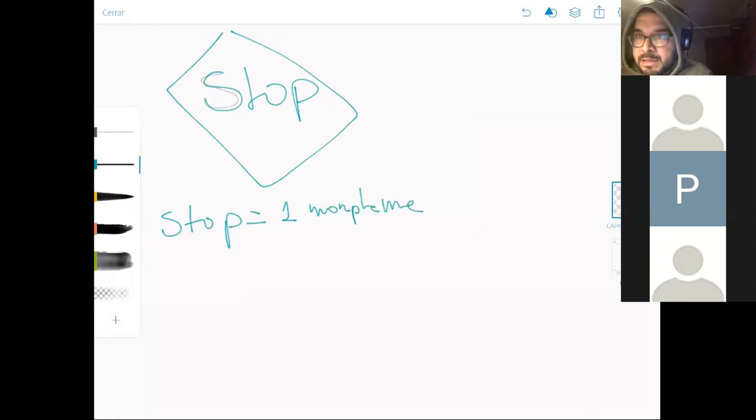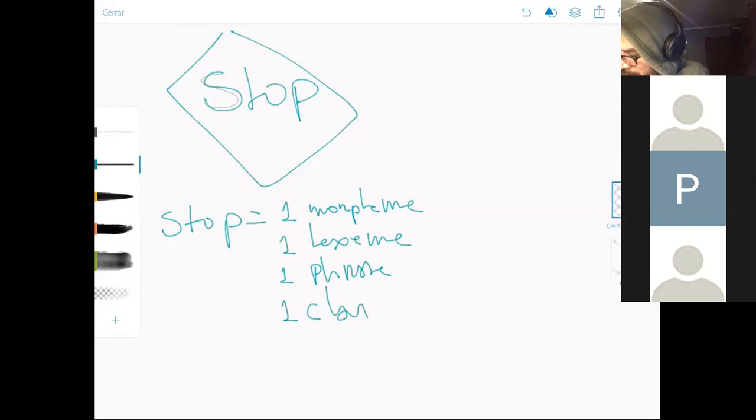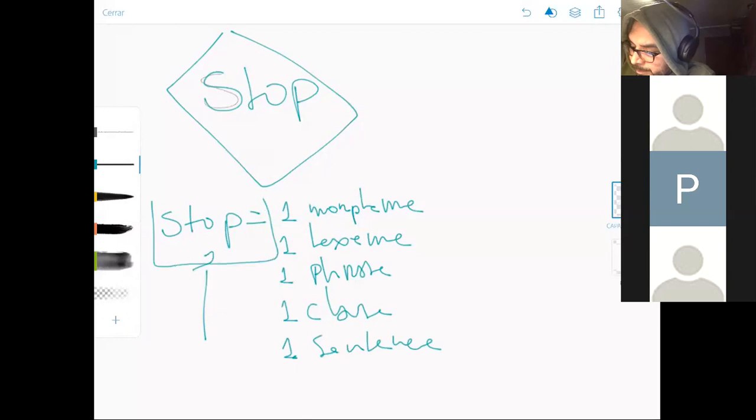I will explain you why later on. At the same time, it is one lexeme. As being a verb, it is a verb phrase. So it's one phrase. As being a verb phrase, then it is a clause. And as being one matrix clause, then it is a sentence. So in this example, stop can be considered to be every single one of the elements of the grammatical hierarchy because it is a special case.